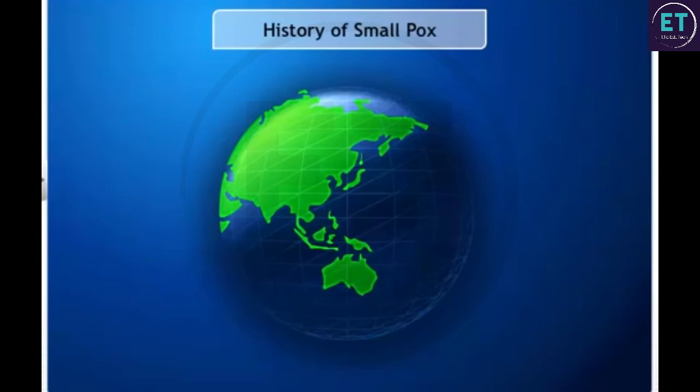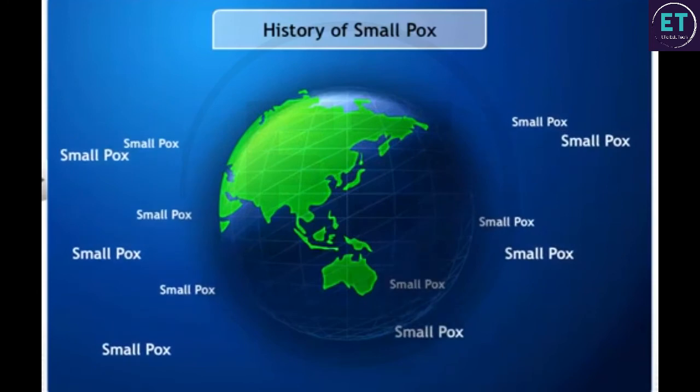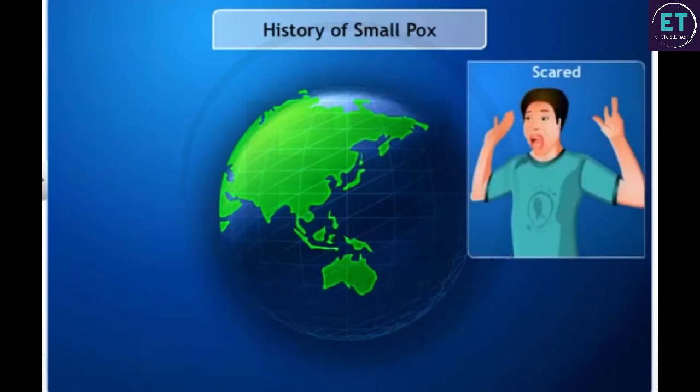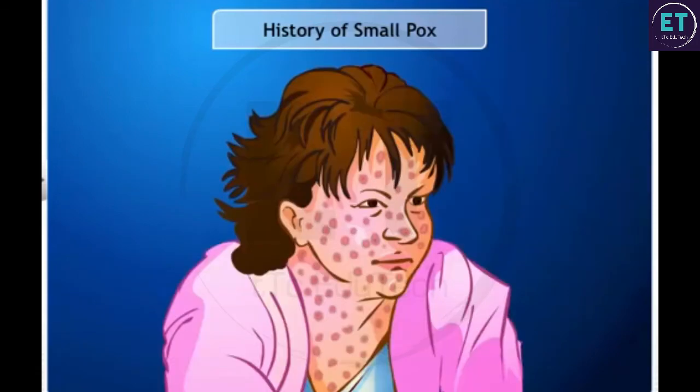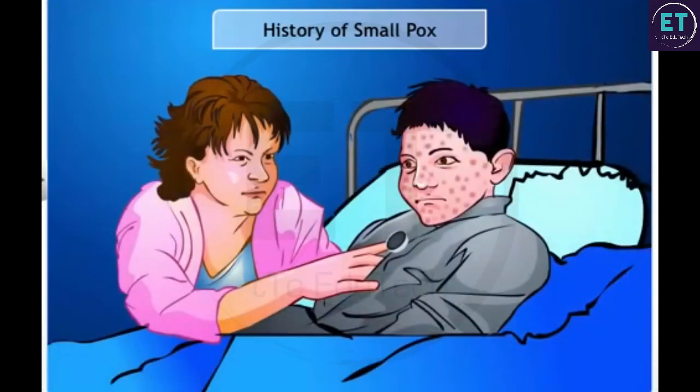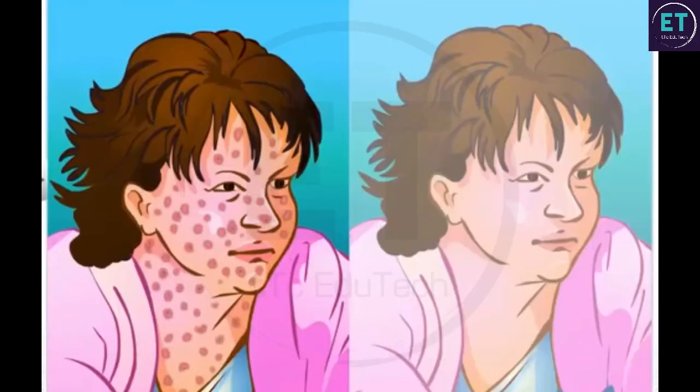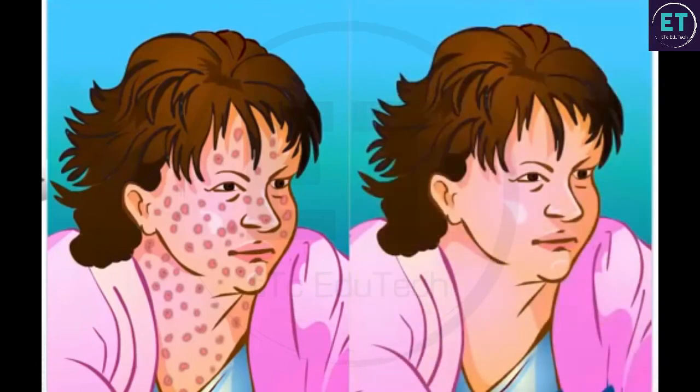Let's see how the immunization came into existence. 100 years ago, smallpox epidemics were common throughout the world. People were scared of catching the disease from the patient. People who already suffered from the disease provided nursing care for the victims of smallpox as they were not likely to catch the disease again. We already know that if a person has smallpox once, there is very little chance of suffering from it again.